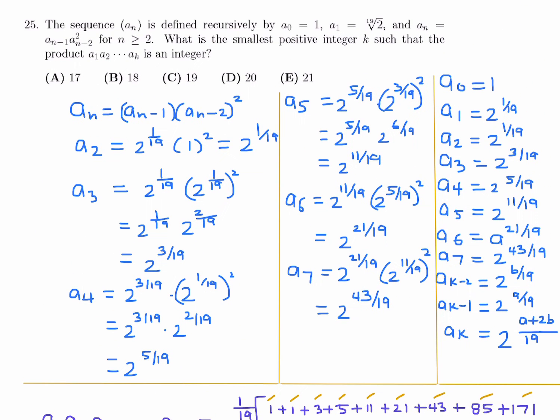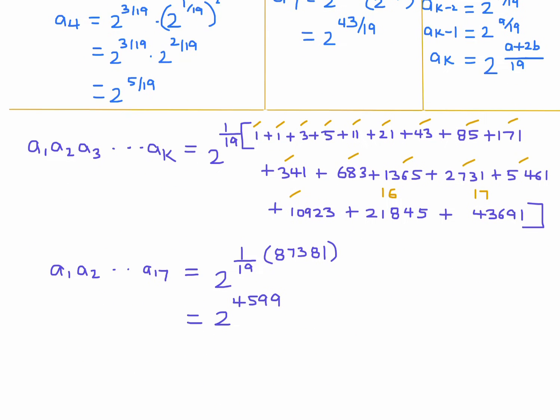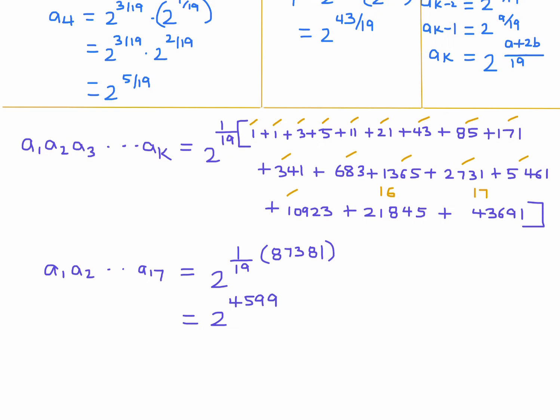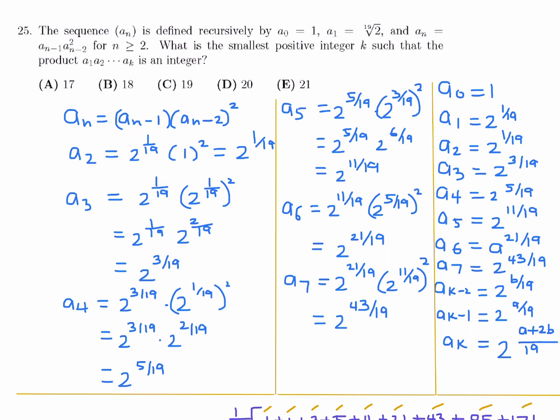They've asked, what is the smallest possible integer k such that that product is an integer? We got the answer. We got it for k is equal to 17. And it's nice of them to have made the very first answer choice the correct one, because otherwise we'd have to go on to 18 and 19 and 20 and 21. I think they took some mercy on us. So number 25, excellent question. The answer is A.